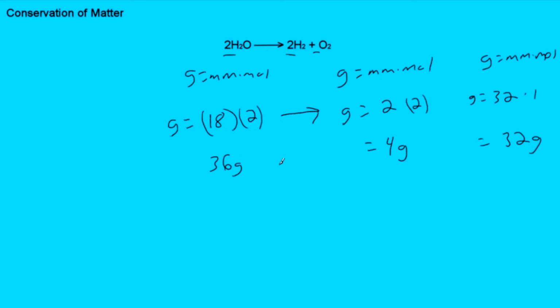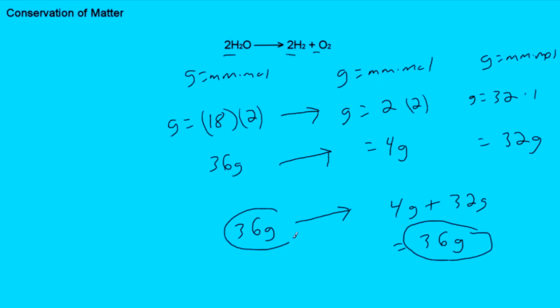So now, check this out. Here are the reactants. The reactant side is 36. If you start off with 36 grams of water, you're going to get 4 grams of hydrogen plus 32 grams of oxygen, which equals 36 grams. These are the same number: conservation of matter.